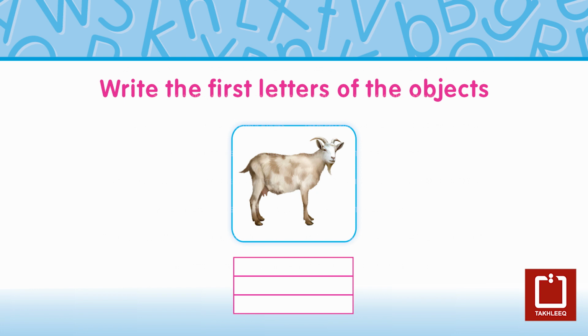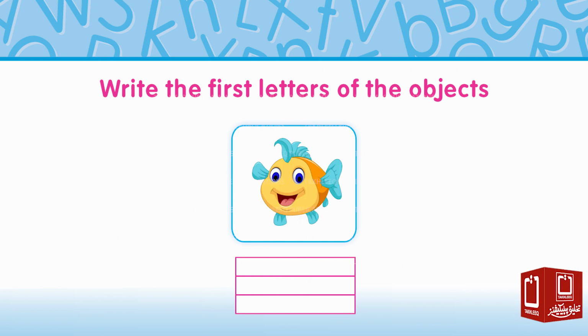This is the picture of a goat. Goat starts with G. So we write G on the lines. This is the picture of a fish. Fish starts with F. So we write F on the lines.